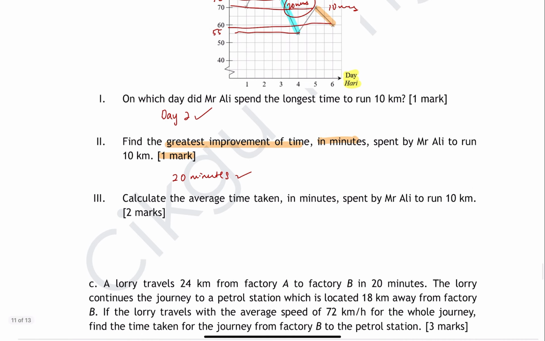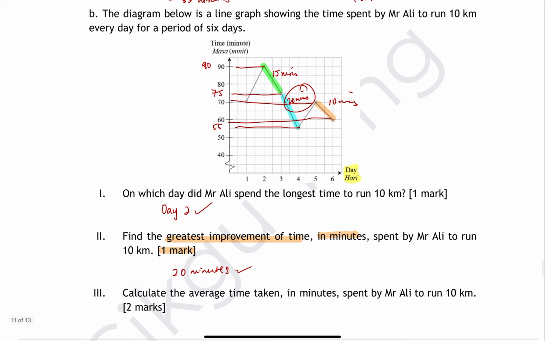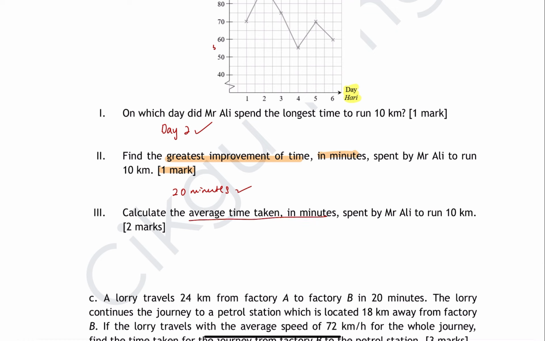Right? So number 3, calculate the average time taken in minutes spent by Mr. Ali to run 10 km. So average time, you will just use everything to add together, divided by the total days that you are involving, right, in this case. So again, from here, you can just erase everything first and check every single data that you are having. Okay, average time taken is actually your mean.